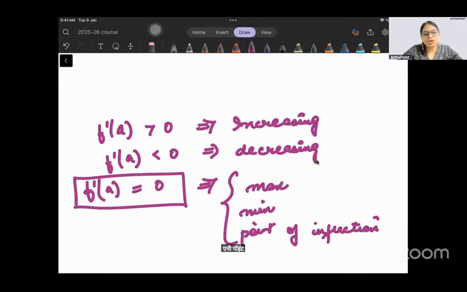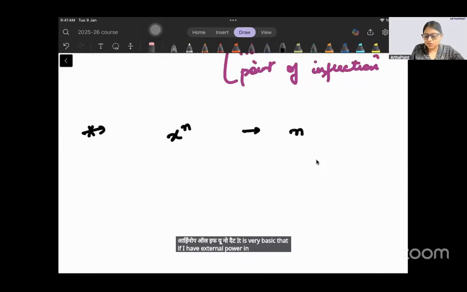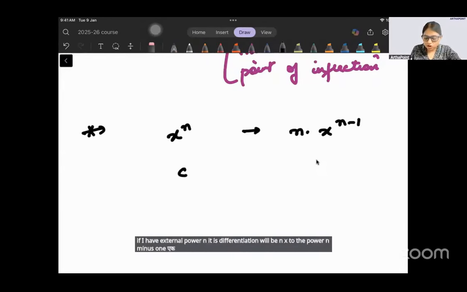That is what we are trying to go ahead and do. फिर कुछ basic rules है हमारा differentiation का. I hope all of you know that. It's very basic that if I have x to the power n, its differentiation will be n x to the power n minus 1. If I have a constant, its differentiation will be 0.